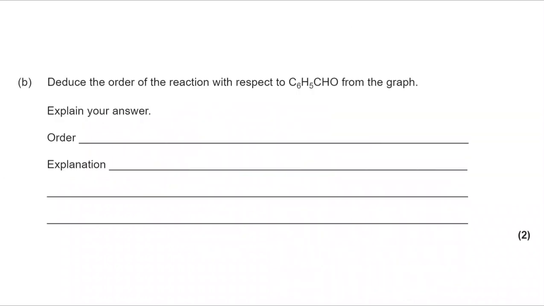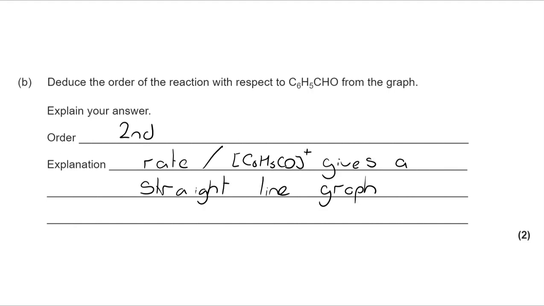So moving on to part B, deduce the order of the reaction with respect to the benzaldehyde from the graph and explain your answer. So the graph helps us to answer this. We can consider the order of a reaction by actually manipulating the figures in the table, or we can plot graphs. This one is second order because when you plot rate against the concentration of benzaldehyde squared, you can see that we get a straight line graph. So you do need to be familiar with the graphical analysis of orders of reaction.